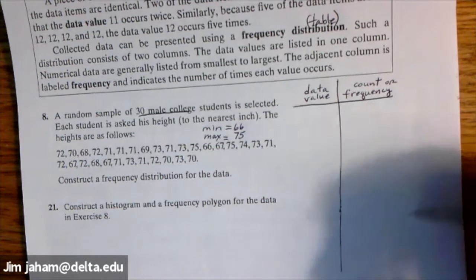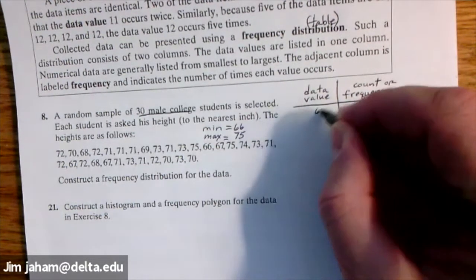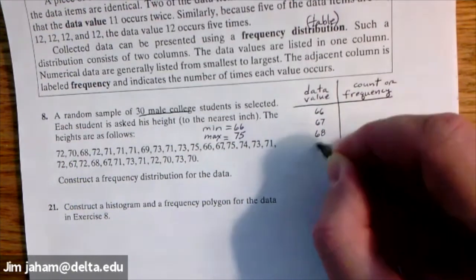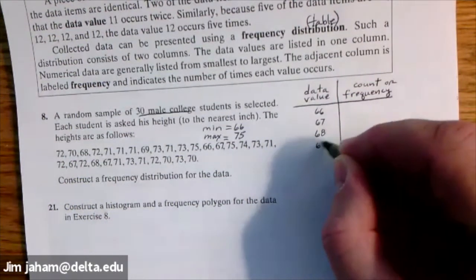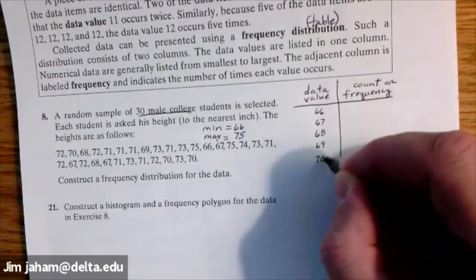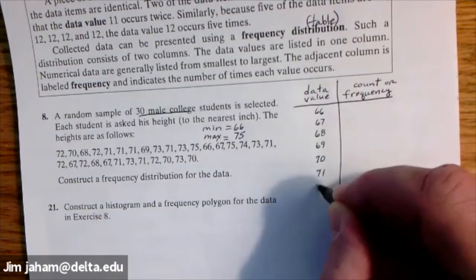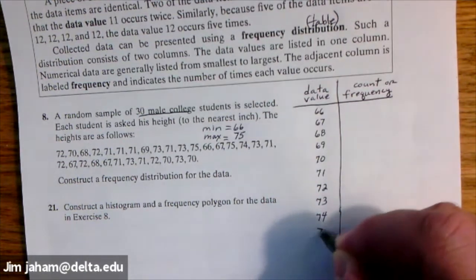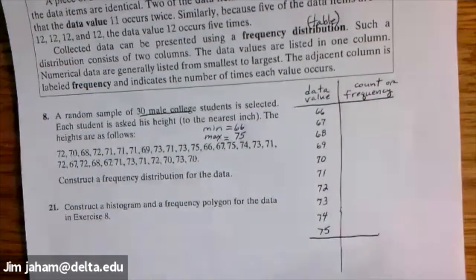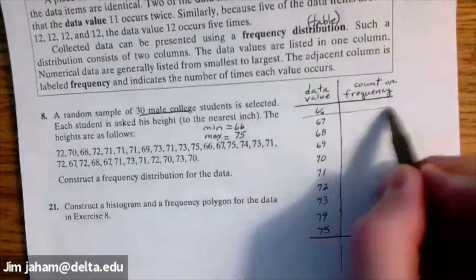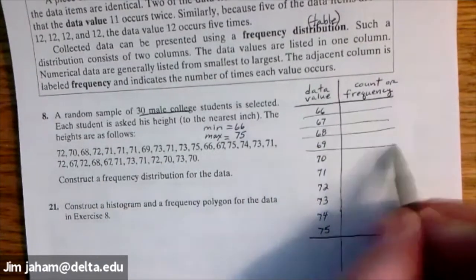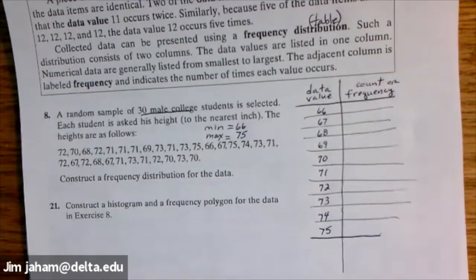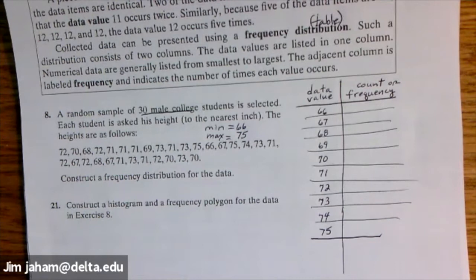So I'm just going to go ahead and start with 66 and write every single data value from 66 up to 75. And we'll stop right there. All right, so the next column then is you just go through the list and you count the number of data values.